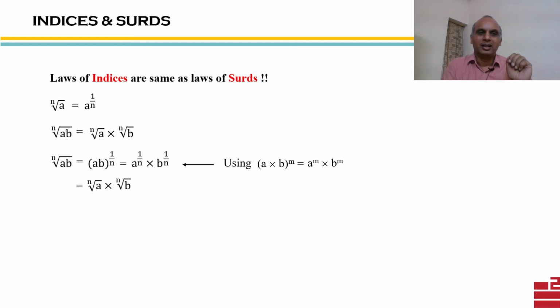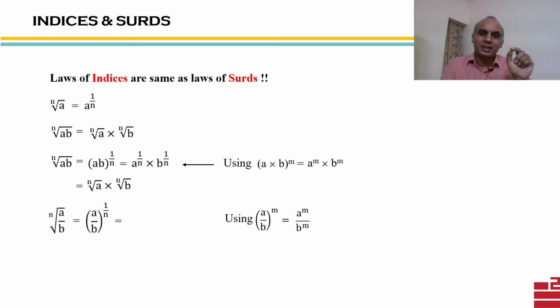Simple. Likewise, we have for division. So nth root of a by b we can write as (a by b) to the power 1 by n, isn't it? And now we'll apply another rule of indices, which is this. Using this rule, I will get a to the power 1 by n upon b to the power 1 by n, which is nothing but this, nth root of a upon nth root of b.